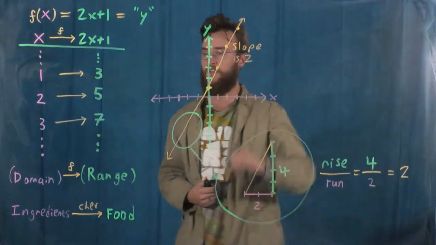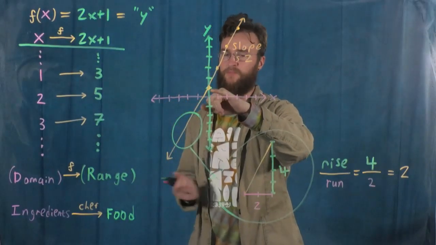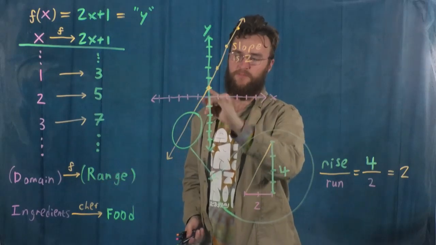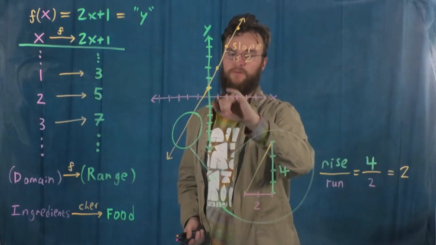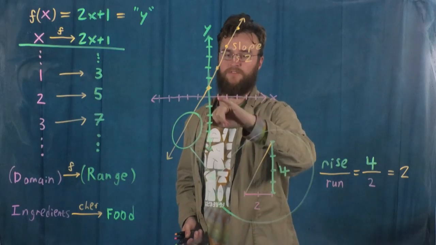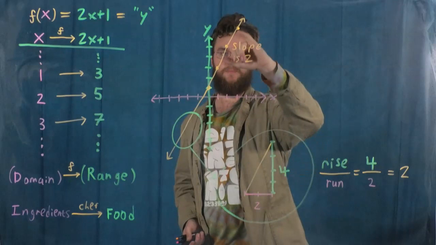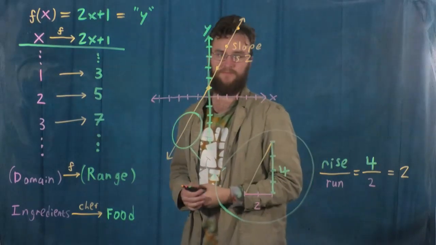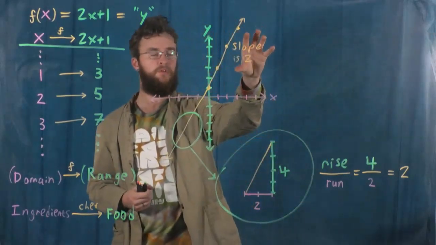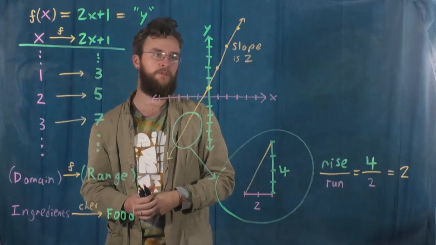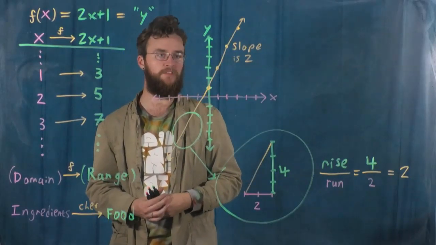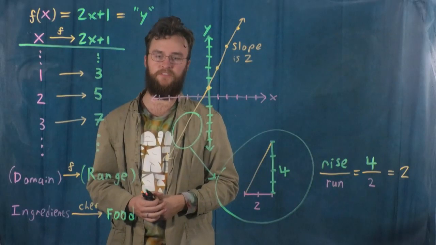So if we graph this here, I've graphed 0, double it, add 1 is just 1. So 0 goes up to 1, 1 goes up to 3, 2 goes up to 5, and 3 goes up to 7. Now, this line has a slope of 2. And the idea of slope is that it lets you measure how steep a line is.